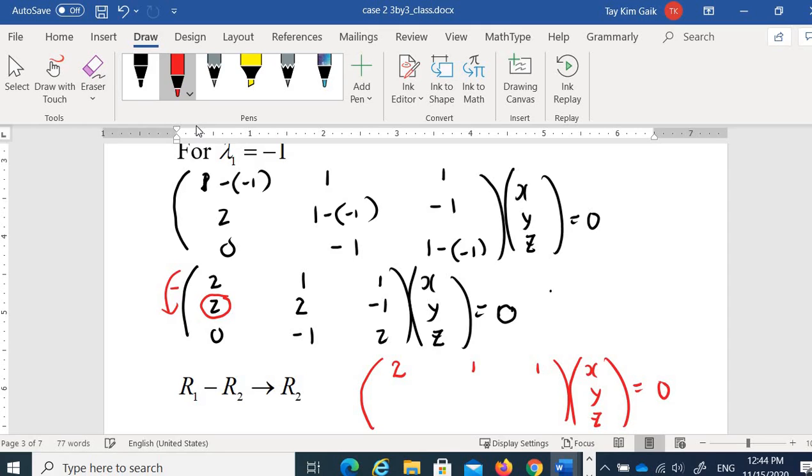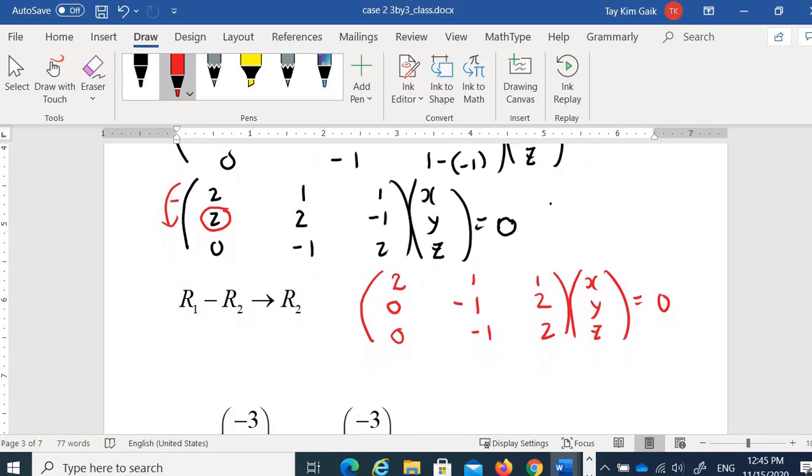So third row also no changes. So first row subtract, okay, the second row, 2 minus 2, you have 0. 1 minus 2, negative 1. 1 minus negative 1, so become 2. So now you notice, okay, 3 unknowns with 3 equations. After we use the operation, second row, first row subtract first row, you get this one.